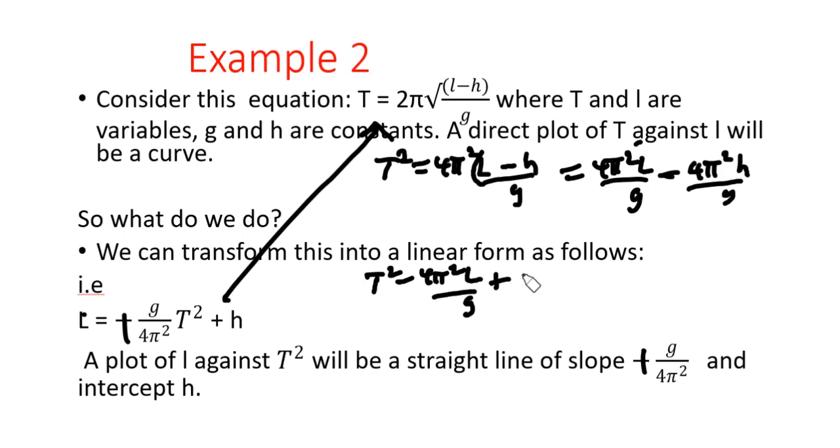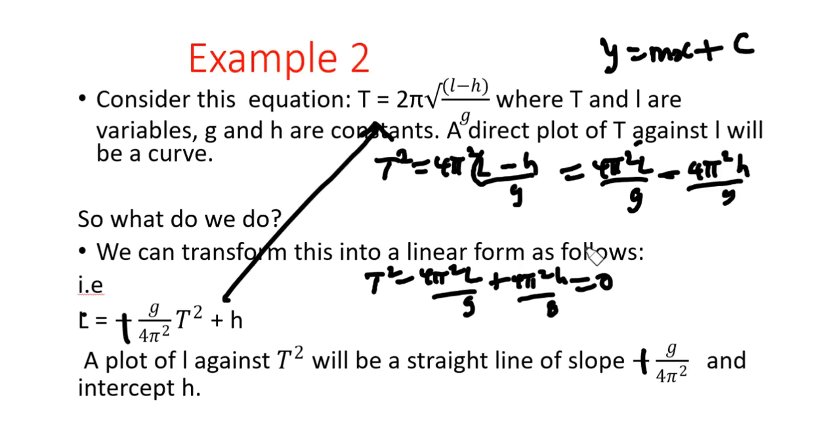This is plus 4π²H/G = 0. So we want to make it still look like the equation of a straight line. Of course, we can't plot T² versus L because we are still having G here. Our interest is to evaluate G.